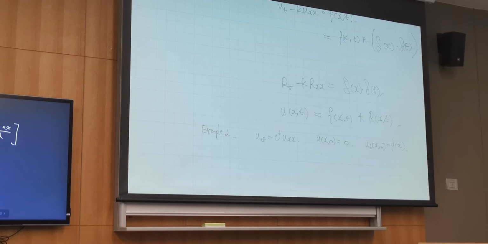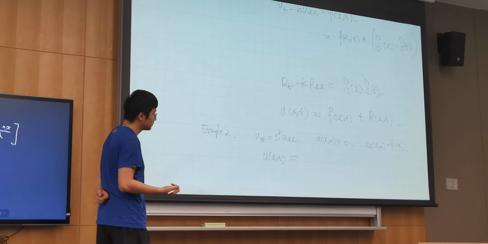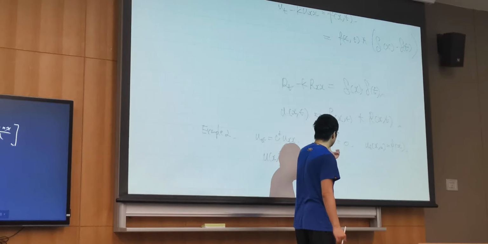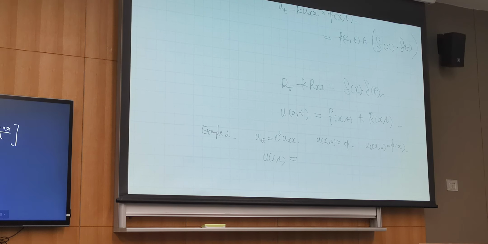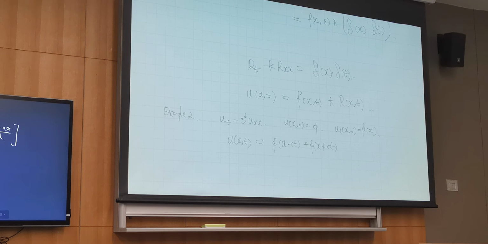Can anyone tell me what is the solution for u(x,t)? You probably have a better idea about this if this were not 0 but phi. If u(x,0) is phi, what's the solution? Which should be 1/2 of phi(x minus ct) plus phi(x plus ct), and then plus 1 over 2c times the integral from x minus ct to x plus ct of psi(y) dy. Right now, I'm just saying that this is 0, so we're not having the phi part.